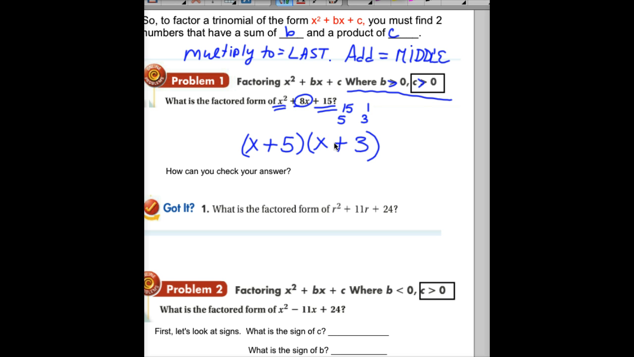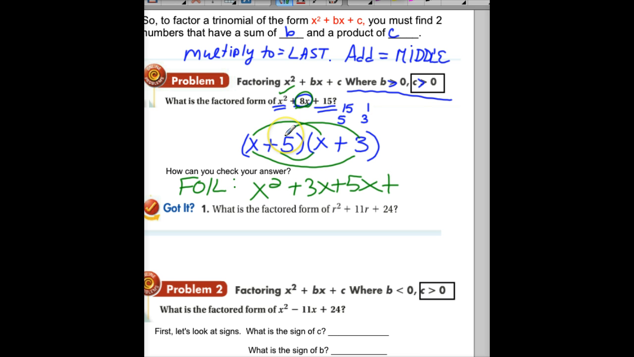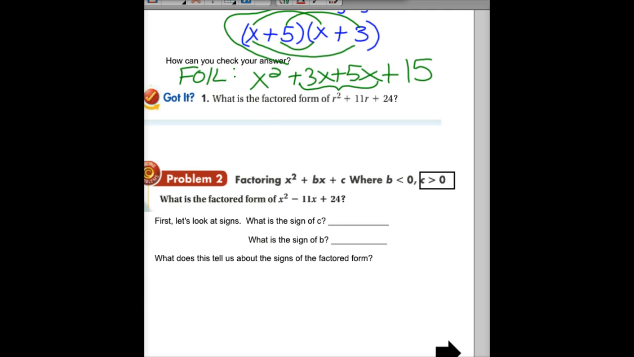Again, how can I check my answer? I just FOIL it out. Again, basically what we're doing is unfoiling. We're figuring out what the first terms had to be to give us this x squared right here. What do the outside and the inside have to be so that they add up to 8x? And what do the lasts have to be so that they multiply to equal 15? And you'll notice these add up to 8. I'd like you to pause this and try the next one.